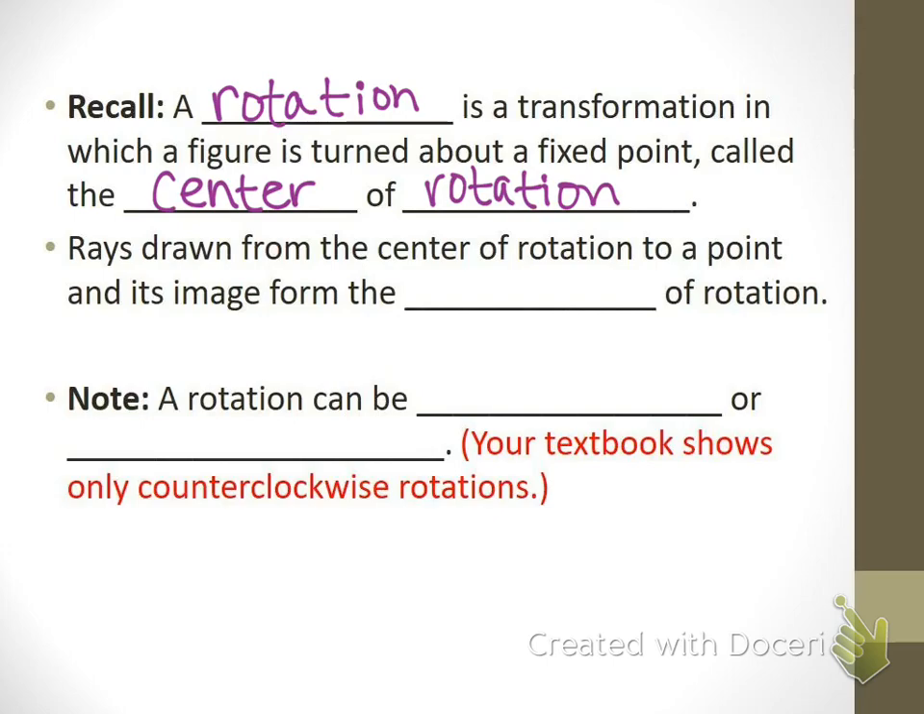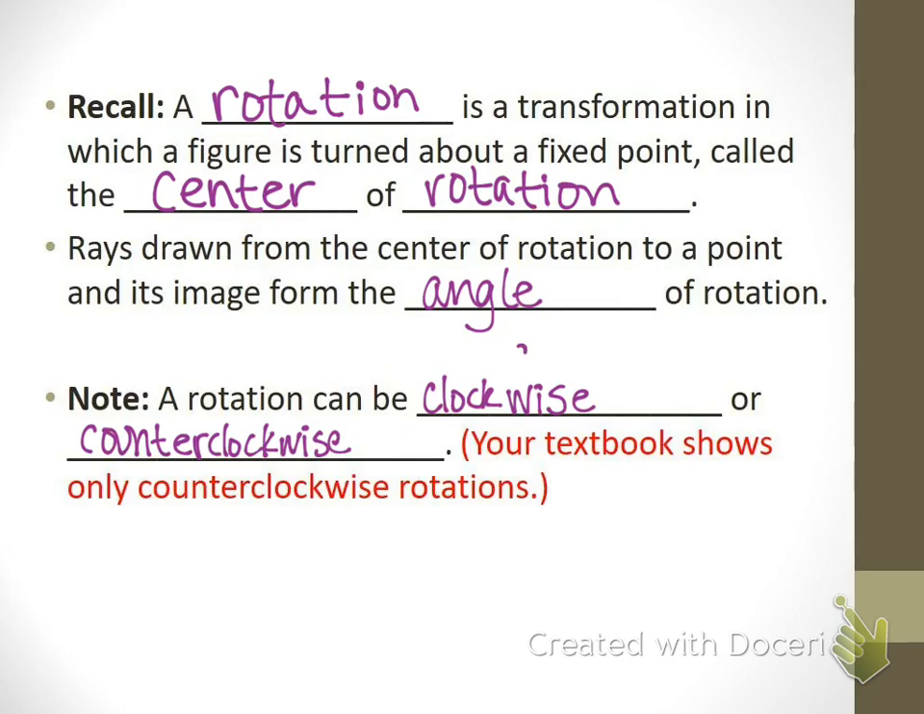Rays drawn from the center of rotation to a point and its image form the angle of rotation. A rotation can be clockwise or counterclockwise. In general, these are all things that we've talked about briefly on Monday. And remember, we can shorten clockwise and counterclockwise with CW or CCW. Apparently, your textbook only shows counterclockwise rotations, but we can go either way.